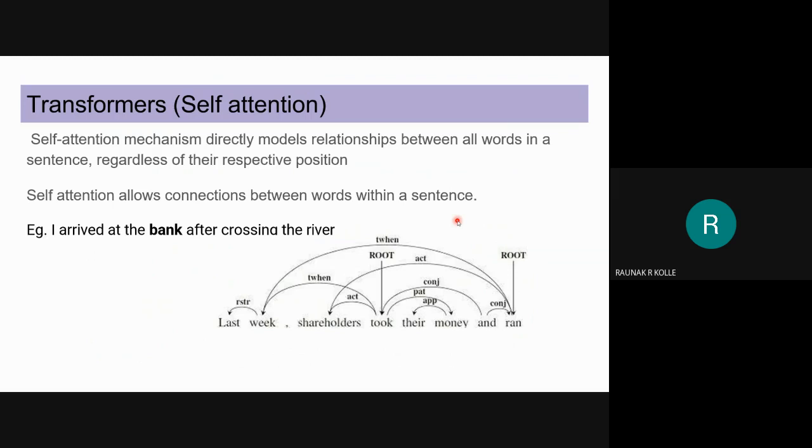Example: I arrived at the bank after crossing the river. Now, if we take another example: last week, shareholders took their money and ran. We have the action, took their money, and when did it happen? That would be last week. Who took away their money? The shareholders. And what is the subsequent action after taking the money? Running.